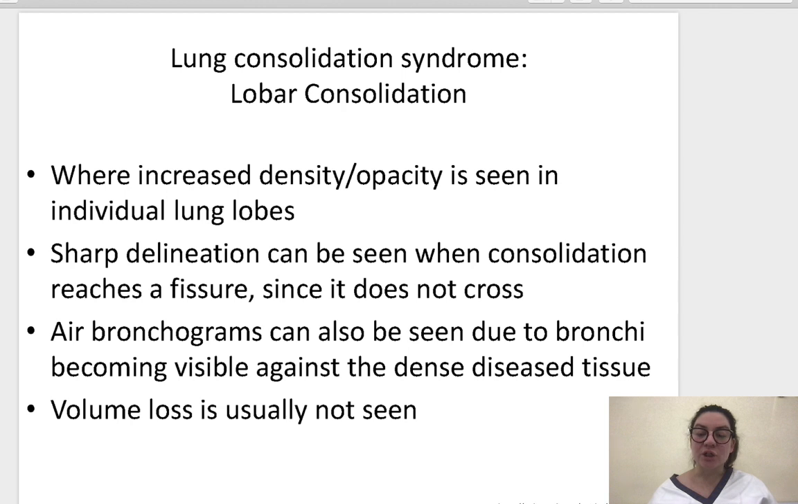Lobar consolidation. It is consolidation of one isolated lobe, where increased density or opacity is seen in individual lung lobes. Sharp delineation can be seen when consolidation reaches a fissure, since it does not cross. Air bronchograms can also be seen due to bronchi becoming visible against the dense diseased tissue. Volume loss is usually not seen in this lobe.